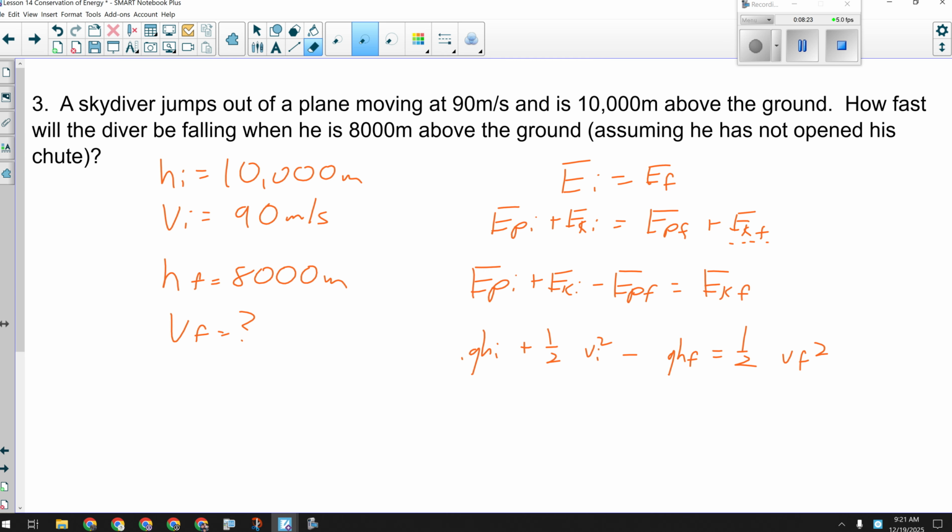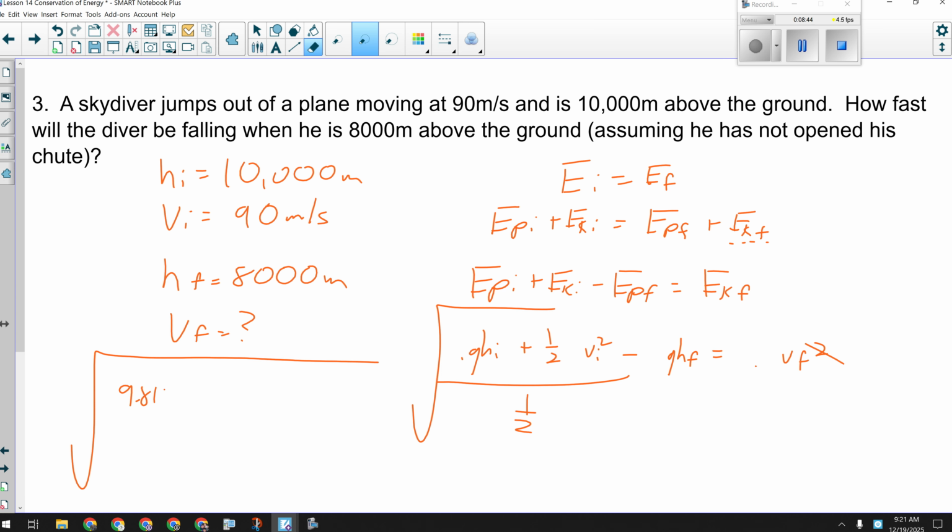All right, I need to get VF by itself. What do I do with the half? Divide it over the other side. So 1/2 gone from this side. That solves for VF squared, so I need to square root that. Now I can plug in my numbers.